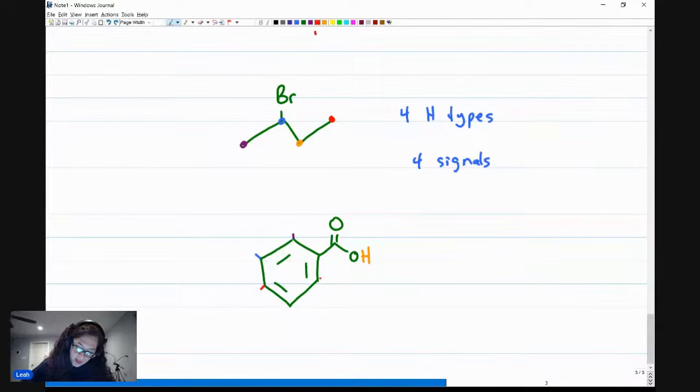And then if I continue going here, these are no longer unique because remember, symmetry in the molecule. If I have symmetry in the molecule, whatever I have at the top, I have at the bottom. That means the purple one is repeated, the light blue one is repeated. And I have a total of, once again, 4 hydrogen types. And that means I have 4 signals.